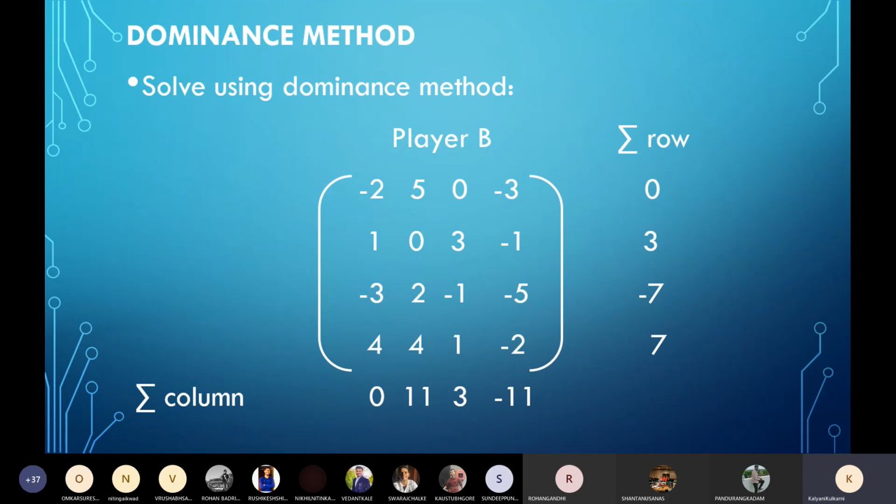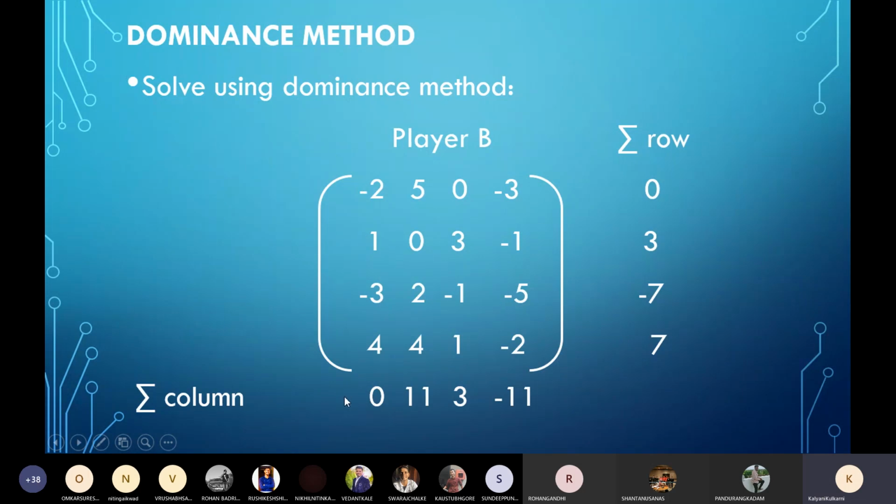Okay, then step 1. Row-wise I am going to take the summation. Row 1: minus 2 plus 5 is 3, minus 3, 0. So row 1 summation is 0. Row 2: minus 1 plus 1 is 0, so plus 3 is 3. Row 3: minus 5 minus 1 is minus 6, minus 6 minus 3 is minus 9, minus 9 plus 2 is minus 7. Row 4: 4 plus 4 is 8, plus 1 is 9, minus 2 is 7. So this is for each row.